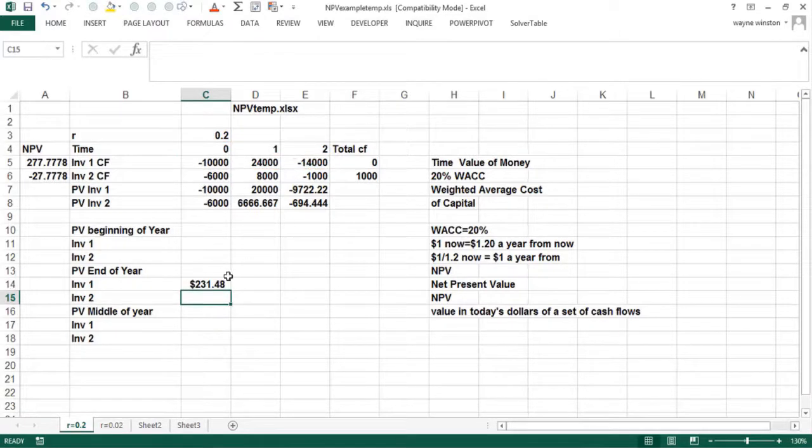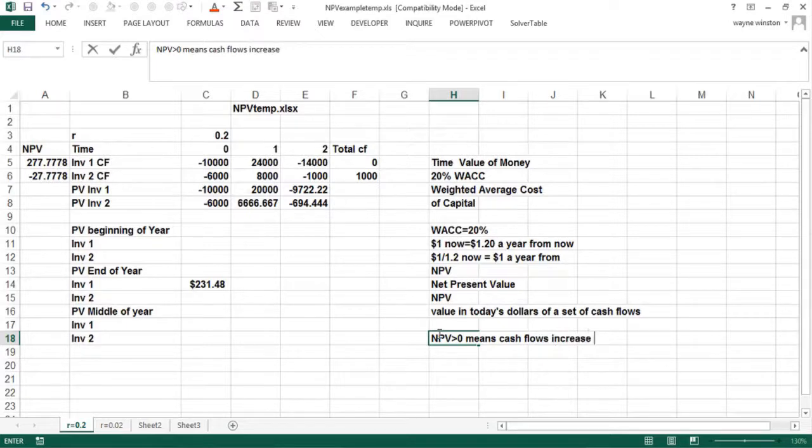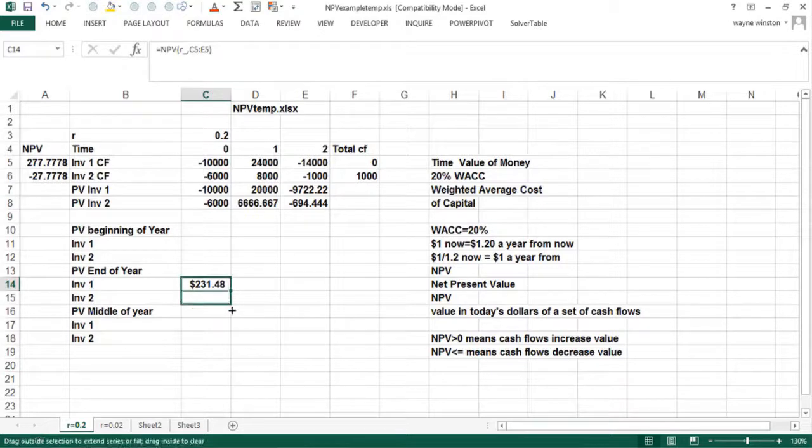I get $231. A positive NPV means the cash flows increase corporate value. A negative NPV means the cash flows decrease value. Now if I drag this down, I get the NPV at the end of the year for investment 2. So it looks like investment 1 is better at this discount rate.